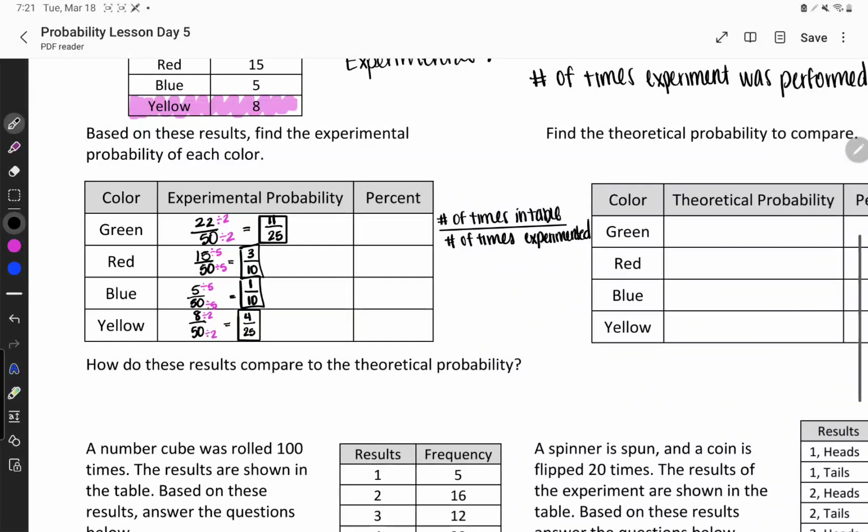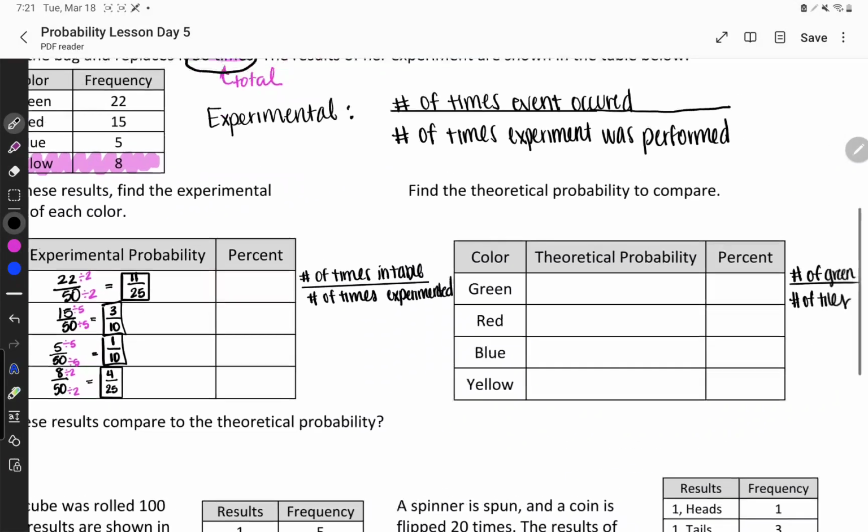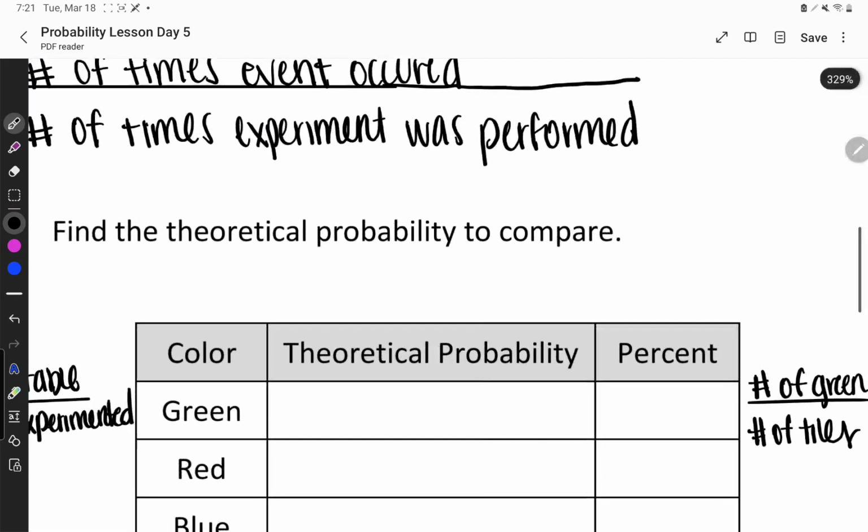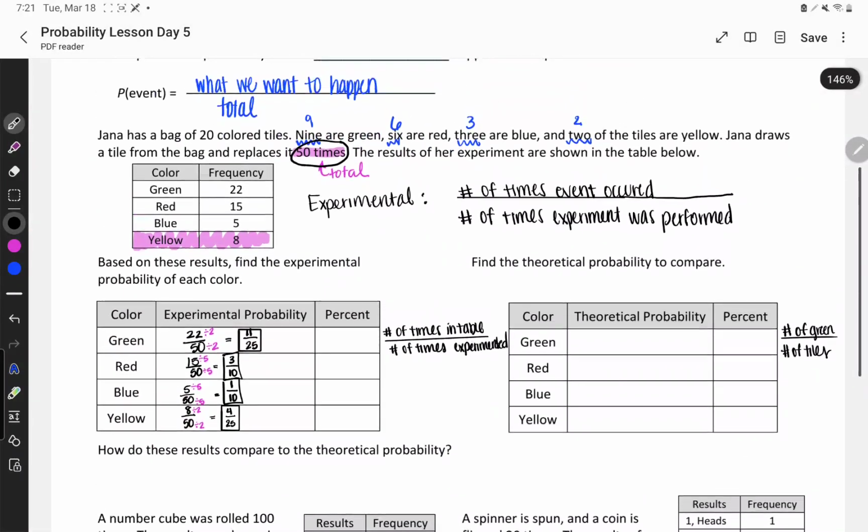Now, that's experimental probability. We pulled that information from the table. Theoretical probability, we're going to pull from the word problem itself. So that would be the 9 are green, 6 are red, 3 are blue, and 2 of the tiles are yellow. And our total for this one is the total number of tiles. So it's not that we performed the experiment 50 times, it's just what we think is going to happen. So this is what we've been doing. We haven't been performing an experiment.